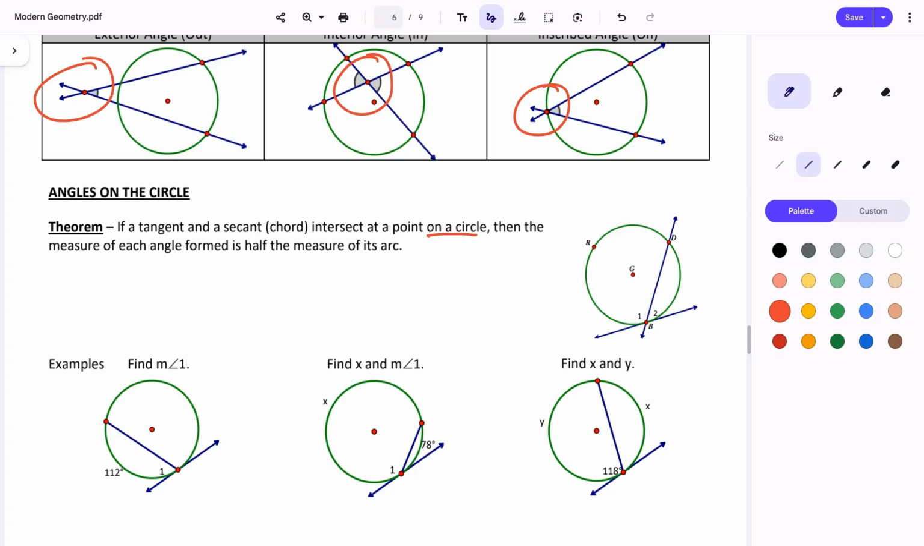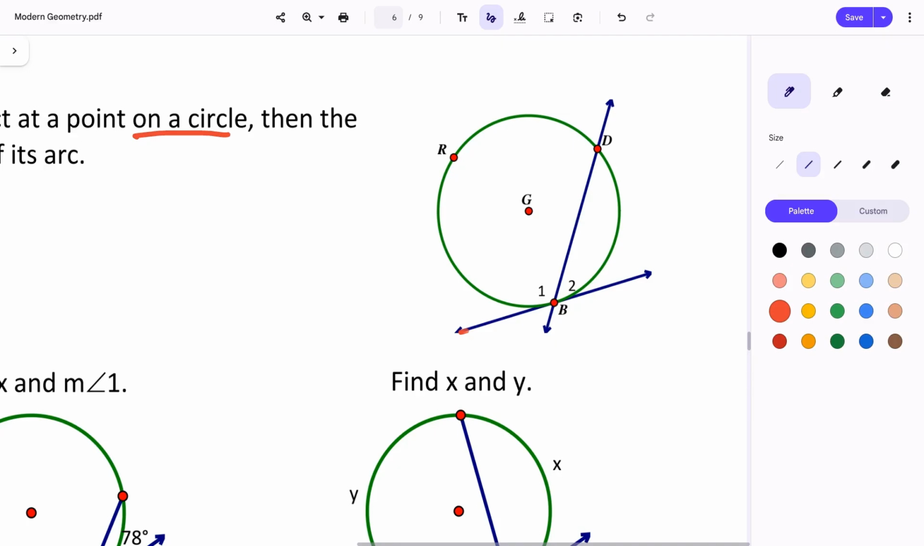And again, we're thinking about the intercepted arc. Where do the endpoints of my angle go? And what's the arc contained in between that? That's that intercepted arc that we talked about before in a previous section. So on this picture over here, this line where it says B and it's got these arrows going this way and this way, that's our tangent line, okay, because it hits the outside edge of the circle. This other one that has D on it goes through the circle, so that's going to be our secant line. When they hit each other at that point B, that's on the circle, two angles are formed.